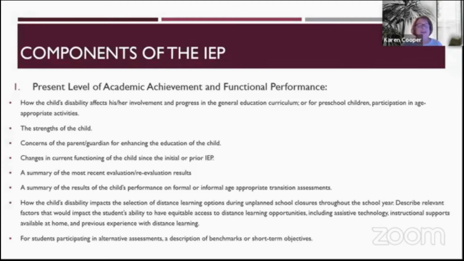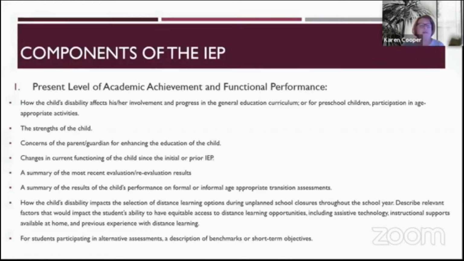Okay, the next section is a summary of the most recent evaluation or reevaluation results. So, oh, and by the way, those 4 bullet points: how the child's disability, the strengths of the child, concerns of the parent or guardian, and changes in current functioning. That is all what's included in Portrait of My Child. The rest of these bullet points, I'm going to just give you some information about those. But that's how you can help a parent, or a parent can prepare input into the development of the IEP.